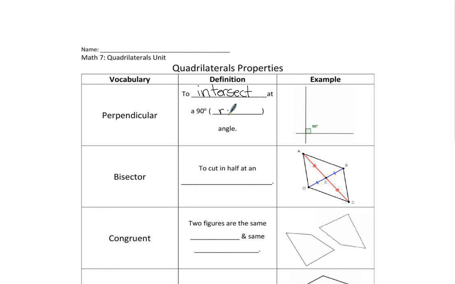At a 90 degrees right angle. So an intersection, just like whenever you're driving down the road and you come to a red light, that's an intersection, is when the two lines are crossing, and when those two lines cross, this in-between part is a 90-degree angle. The next vocab word we're going to talk about is bisector, and bisector is to cut in half at an intersection.